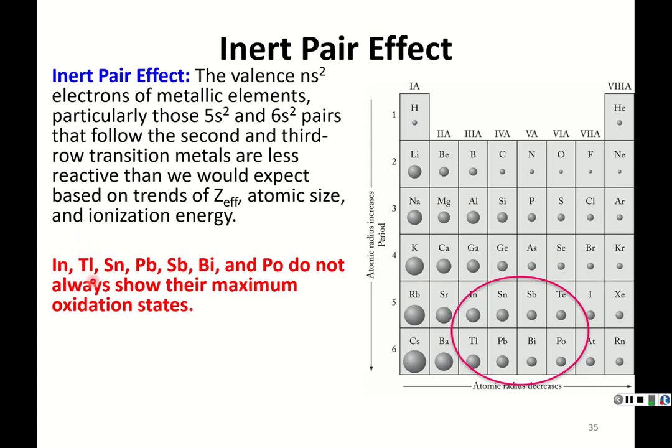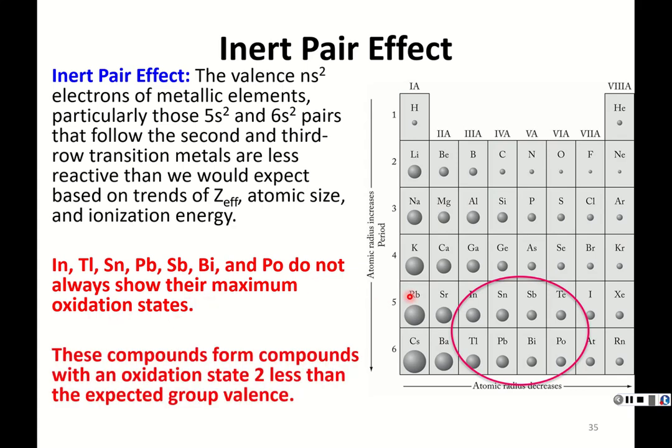And because of this inert pair effect, things like tin or lead, antimony, bismuth, they don't always show their maximum oxidation states. The compounds are formed with an oxidation state 2 less than the expected group valence. So these are just 2 electrons that are not given up as easily as would be expected.